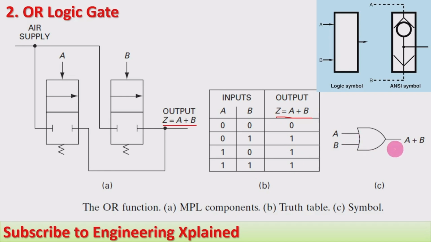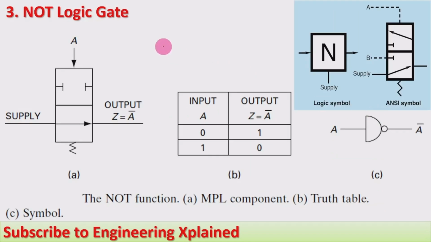The inputs A, B, and the output A plus B can also be represented symbolically. The logical symbol can be represented like this, and the American National Standards Institute symbol can be represented here. If there is a flow at any one input, we get the output here. And if the flow comes and the spool moves to this position, the flow will take place from this side. If any one input is there, we get the output supply of air using the OR logic gate.